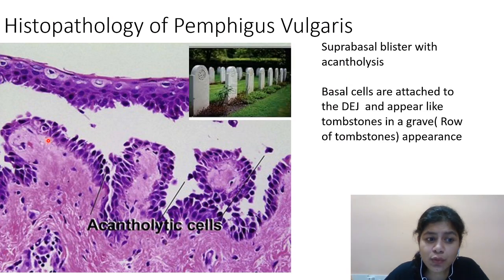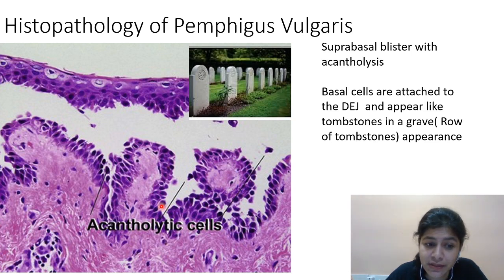This is a very beautiful histopathological picture. So here what we see is that this is the suprabasal location of the blister cavity, and you see these multiple acantholytic cells, and as you can see, these basal cells are completely adherent to the dermis, and they are arranged in a row of tombstone like appearance. Okay, so this cliche you need to remember. The row of tombstone appearance is what you see in pemphigus vulgaris.